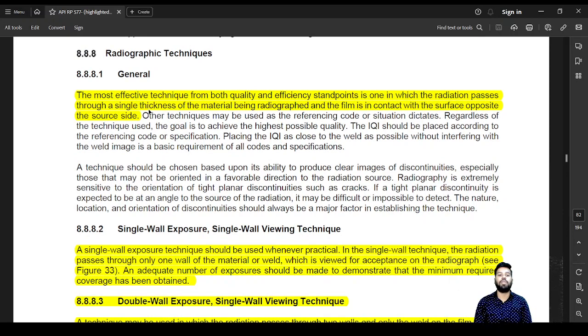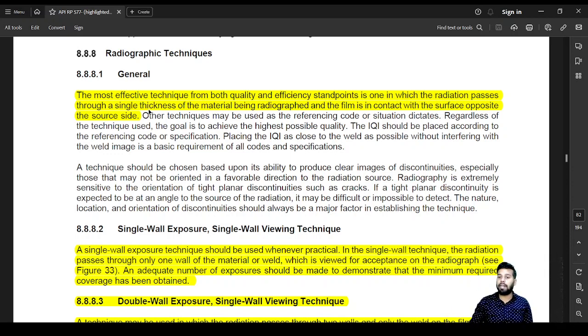the radiation passing through a single thickness of the material being radiographed, and the film is in contact with the surface opposite to the source side. So generally when we are doing a radiograph, the object should be like this. You have the source on one side, film on the other side, and whatever is happening in this area would be represented on the film on the back side.